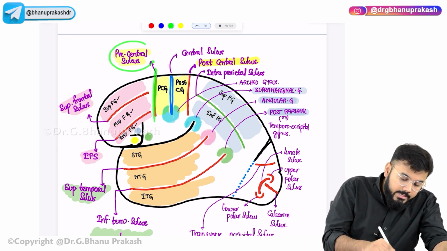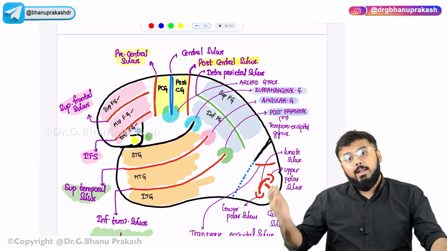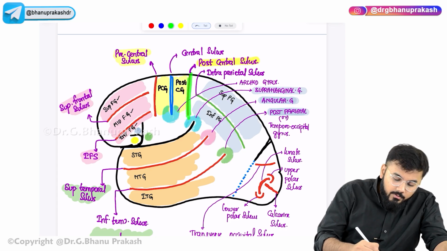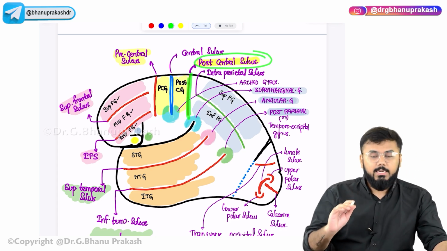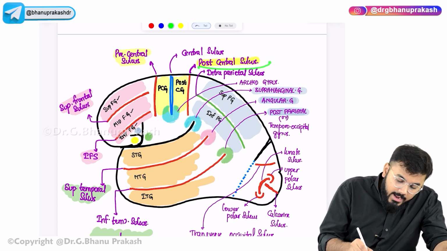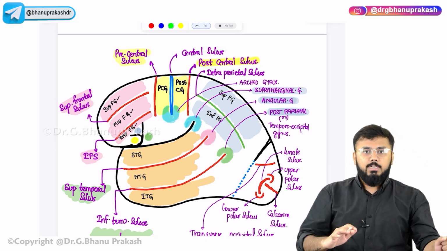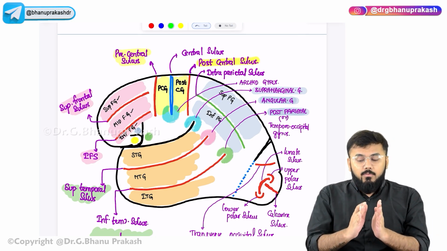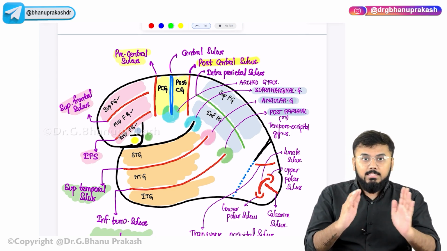This is called your precentral sulcus. Anything behind, what do you call it? Postcentral sulcus. See, here you have a line over here, this is called the postcentral sulcus. You have a line over here, this is called the postcentral sulcus. Now, between the two sulci, whatever we have is called a gyrus.